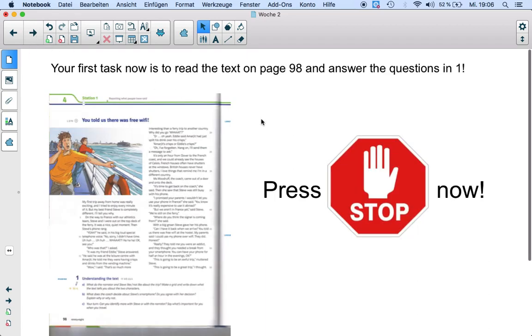So before we look at language, usually we read a text, and that is your text on page 98. I want you to read this text now and answer the questions in number 1, as you can see here. So please press stop now, read the text and answer the questions in number 1.